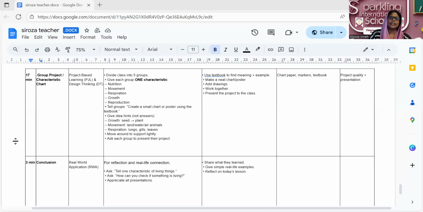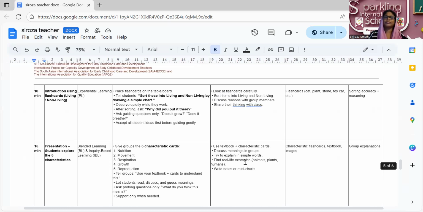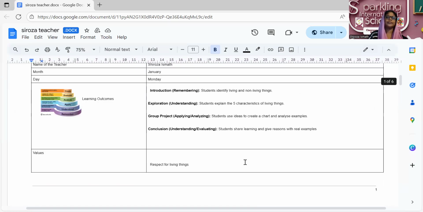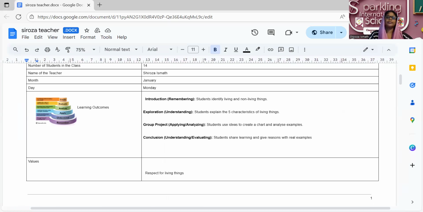This is my lesson plan. Now I am going to explain how my lesson plan connects with the main educational framework we use today. I will show clearly how each part of the lesson supports this framework in a natural way. Now let's see how my lesson plan connects with Bloom's taxonomy.